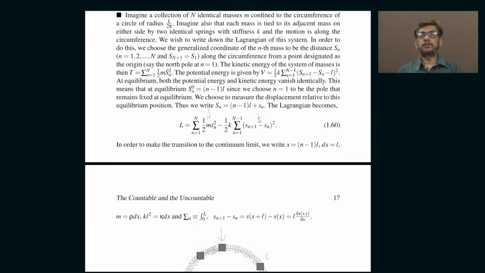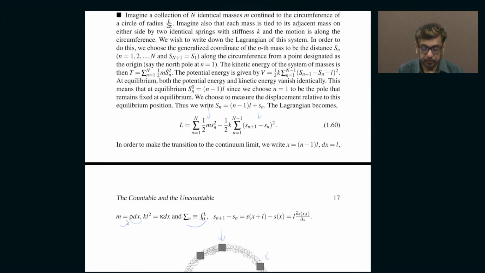Now I want to make a transition to the continuum. To do that, I of course replace the summation by an integration like I have done here, but more importantly and less obviously, I have to also assume that each of those masses are really tiny, they are infinitesimal, and they occupy a certain size along the circumference, and that's called dx. So dx is along the circumference. Then I have to also assume that k l squared is also infinitesimal. I'll tell you why that's needed at some stage.